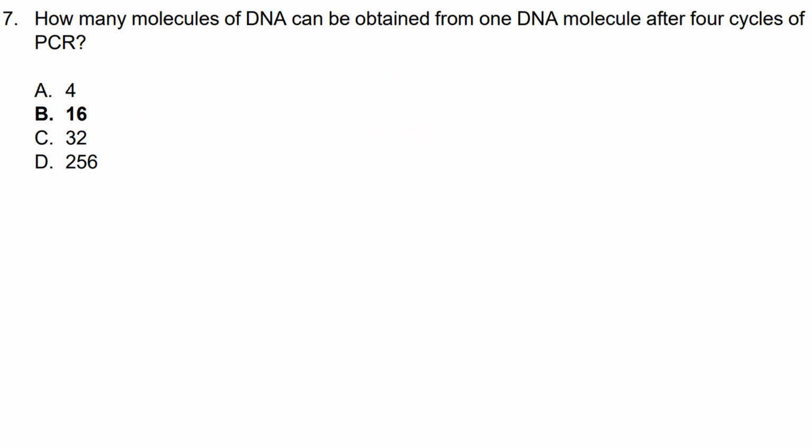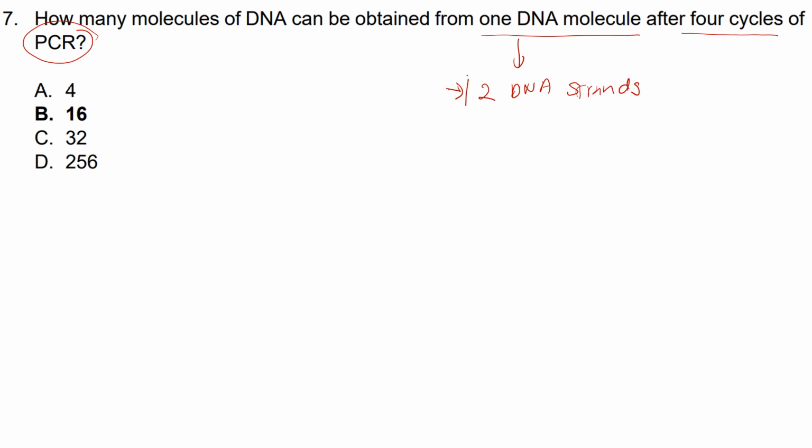How many molecules of DNA can be obtained from one molecule of DNA after 4 cycles of PCR? During the initial stage of PCR, the question says that initially there is one molecule of DNA. So it means that initially the process of PCR uses only 2 DNA strands as templates to replicate the DNA molecule during PCR.